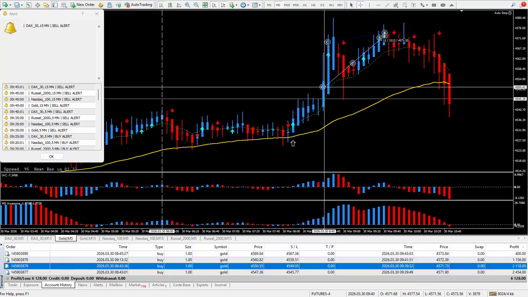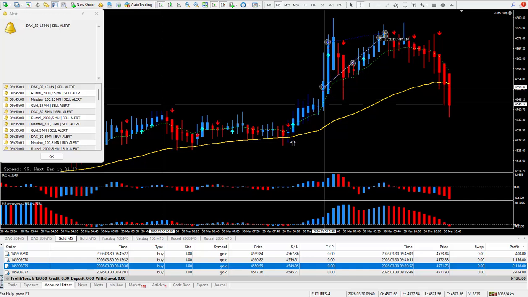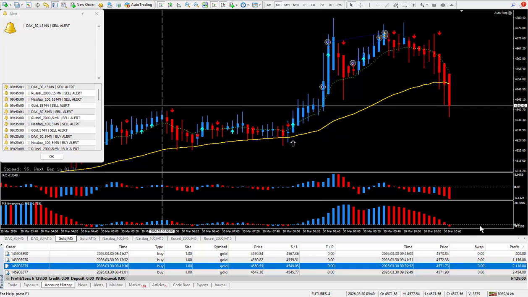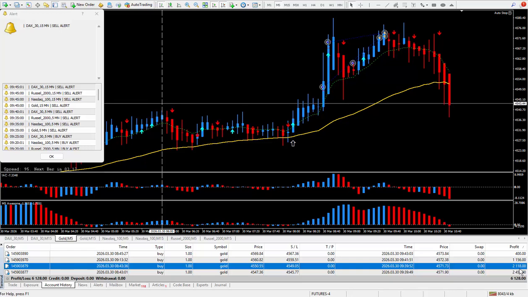212. It's actually 211.8. Rounded up to 212. Hard to get it right on, but it's 212. That paid out $2,118.